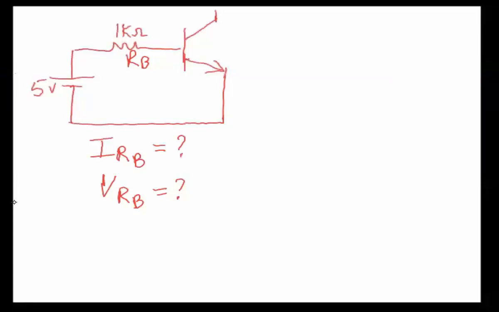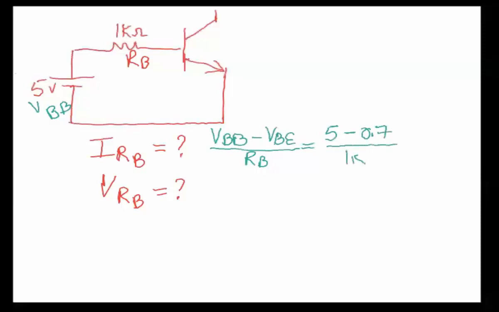So the formula for base current is VBB minus VBE over the base resistance. The 5 volts is the VBB. Remember that this source is the base source. VBE is 0.7, over the base resistance, which is 1K. So if you do the math, this ends up as 4.3 over 1000. So it would be 4.3 milliamps.